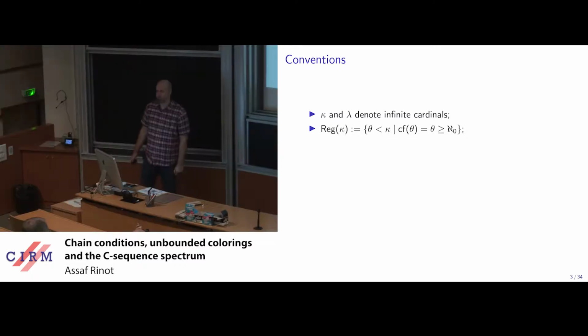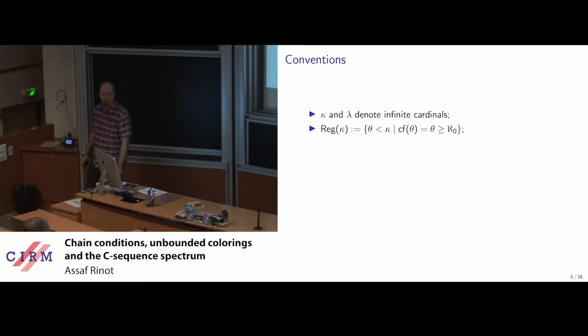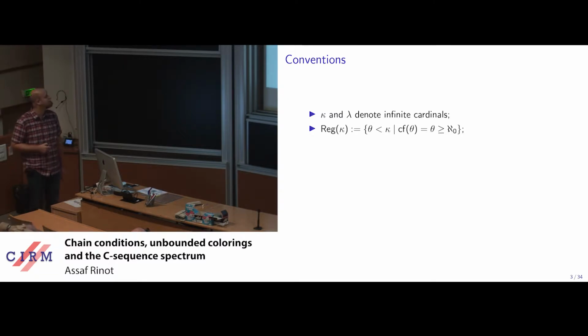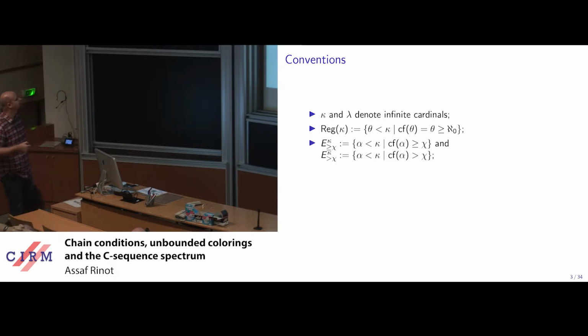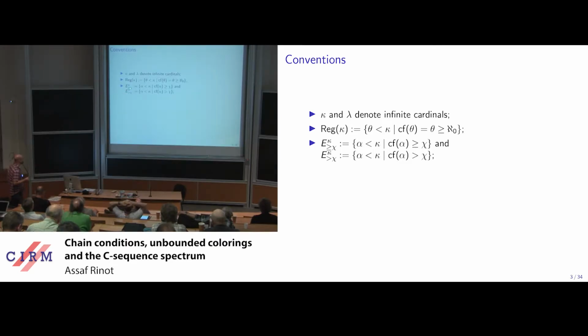Okay, some conventions. Kappa and lambda are infinite cardinals. We write Reg(kappa) for the set of infinite regular cardinals below kappa. We denote by E^kappa_{≥chi} the set of all ordinals alpha below kappa of cofinality at least chi, and similarly for strictly greater than chi.